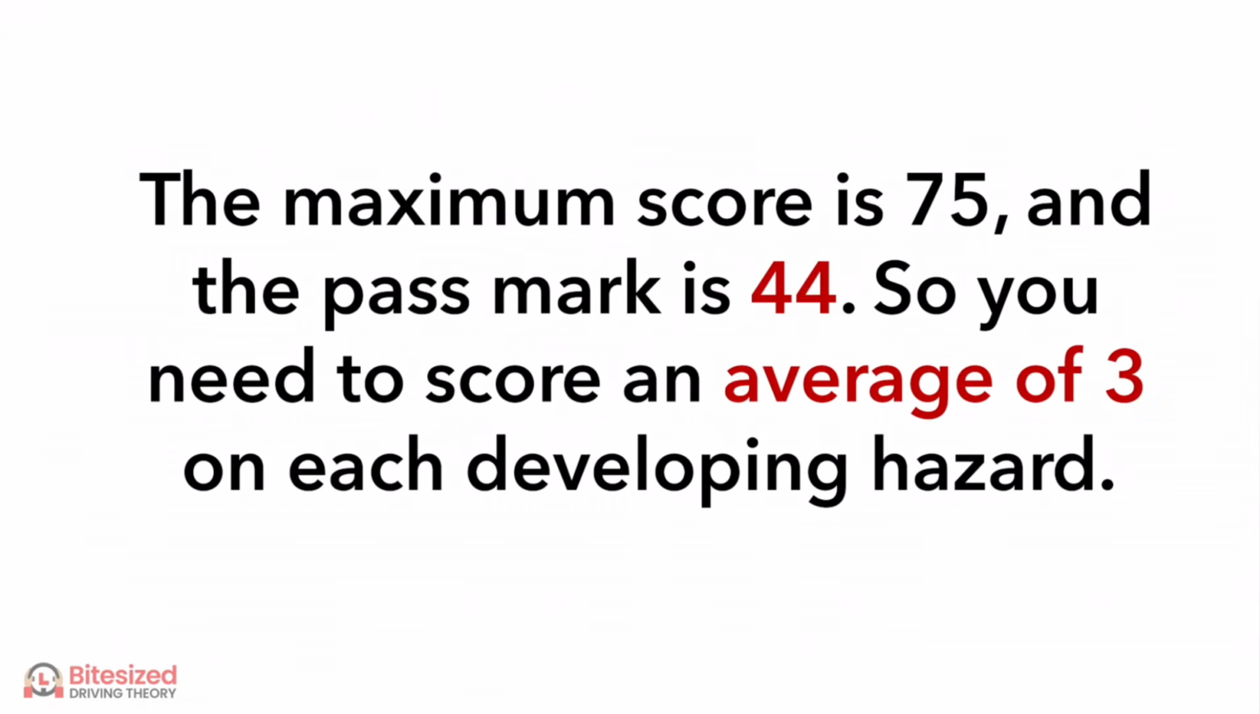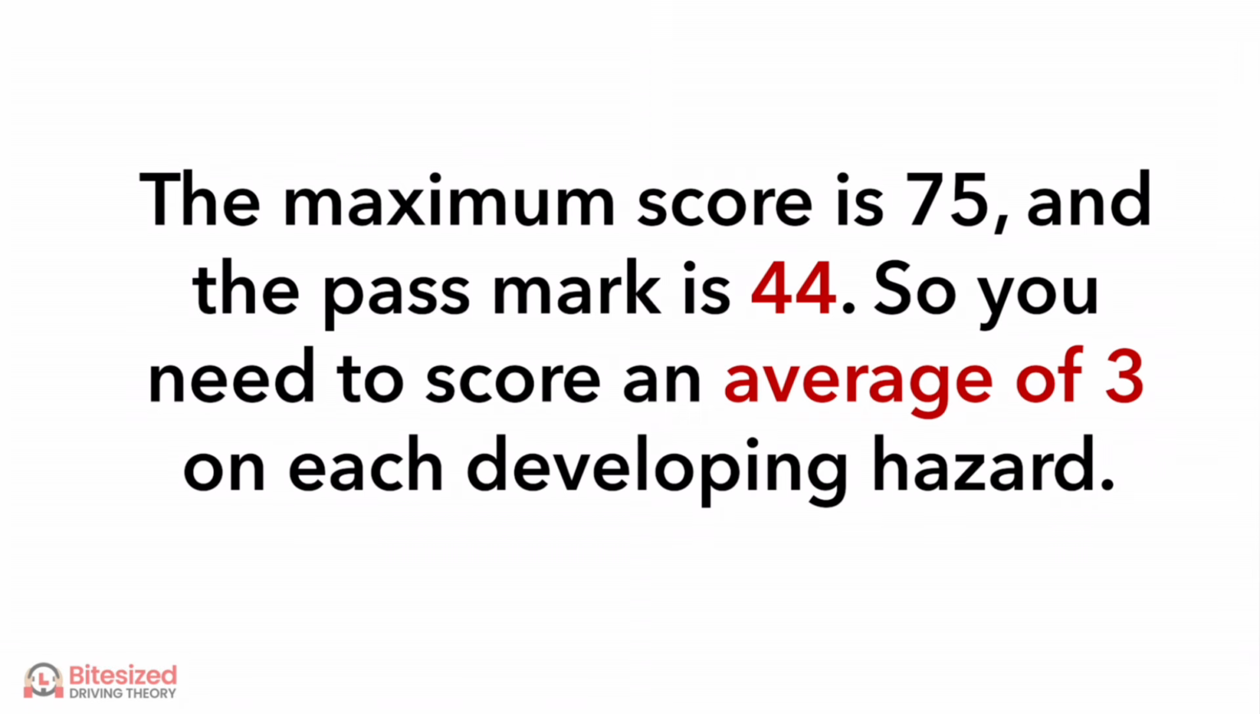So the maximum score that you can score on your hazard perception test is 75. Now there's 14 clips that you watch, and one of them has 2 developing hazards, so there's 15 developing hazards in total. So 5 marks times 15, that gives you a 75.